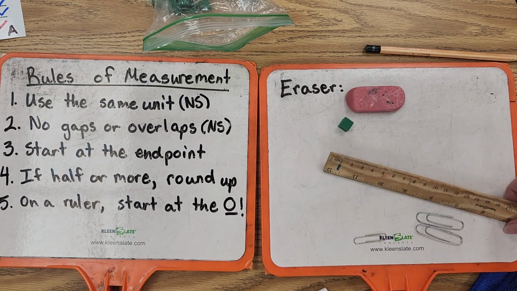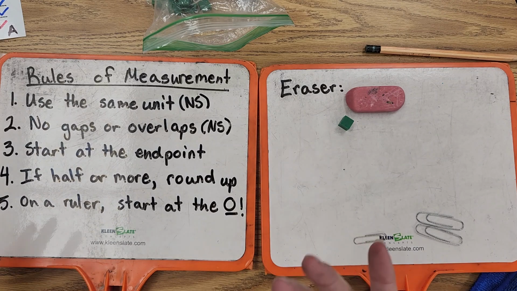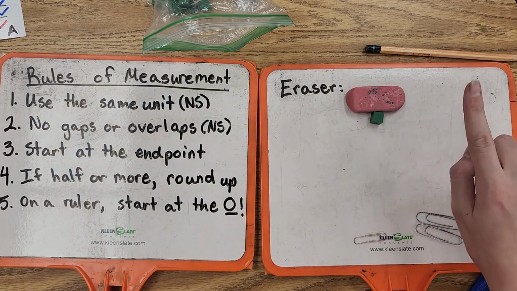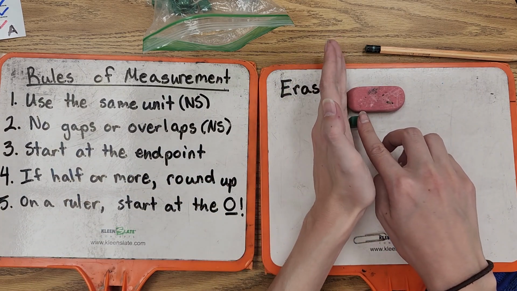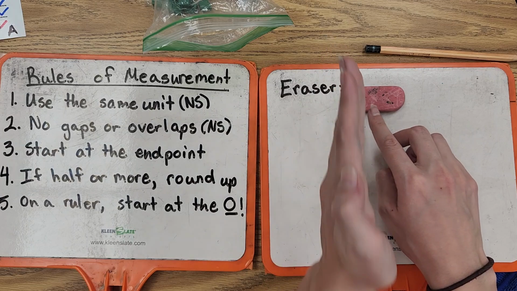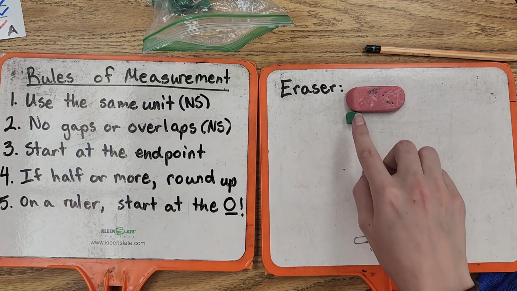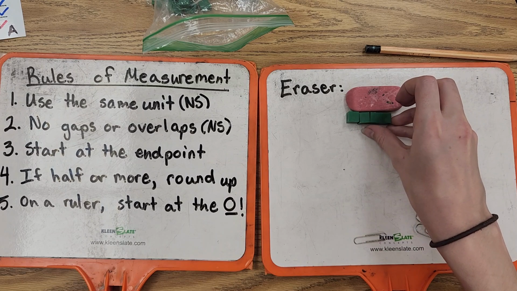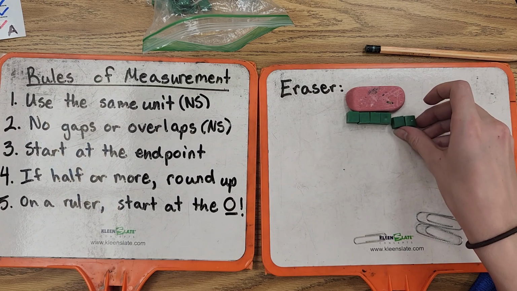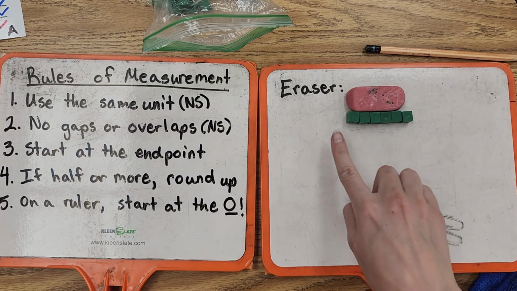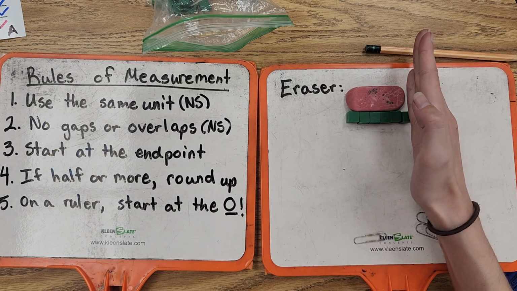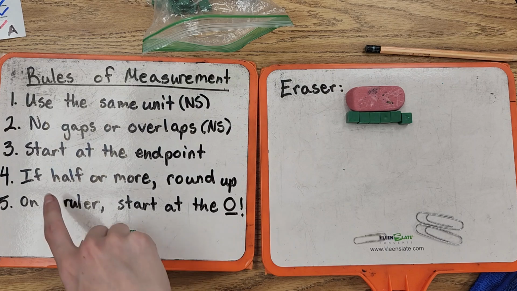Some of the other rules that apply to all measurements are these. Start at the end point. You can't start measuring in the middle. You have to make sure you go to the very end of the object, and you can use your hand or a straight edge to help you figure out where your edge is. And so you'll go around and make it line up, and you'll go from end to end. You've got to go all the way to this end right here. Now, this leads into the next point.